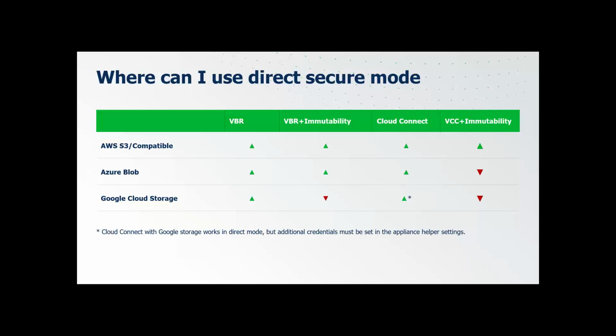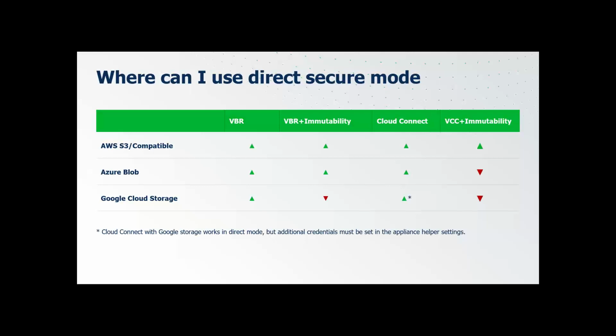For Cloud Connect, same as an on-prem design, we can do Cloud Connect consuming any of these storage resources. One point of attention, you see here in the note: if you want to use Cloud Connect consuming Google Cloud Storage, it works in direct mode, but we need to create a helper appliance and configure additional credentials to use it. This is a configuration that is well explained in our Help Center guide.